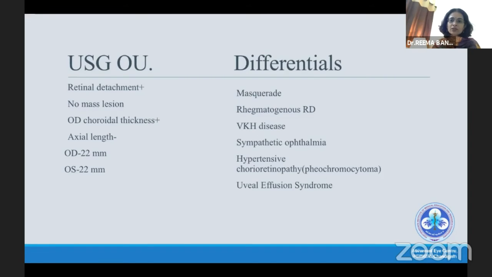Now, our differentials, keeping in mind that this was a 67-year-old female, first episode of uveitis: first was masquerade, and then could it be a rhegmatogenous RD, but then bilateral, and we didn't see any break. We struggled hard to look for a break, but we couldn't. Was it a wet age-related disease, or sympathetic ophthalmia, or hypertensive retinopathy, uveal effusion syndrome? We had absolutely no idea what we were dealing with.